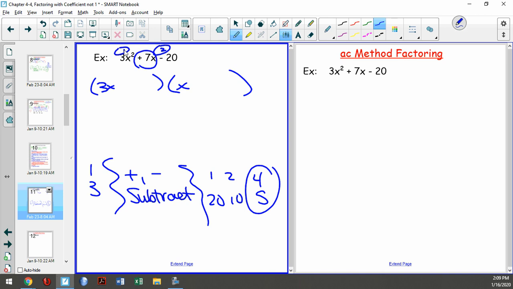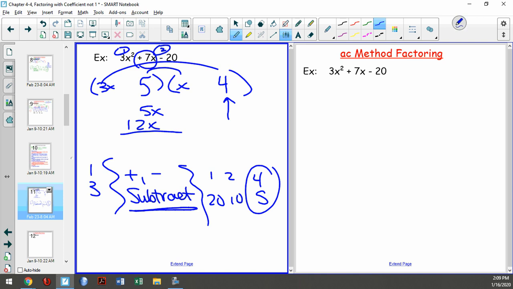Okay? If I put the 5 on the outside in this position, if I put the 5 there, 5 times 3 is going to give me what number? Is that going to be close to 7? Well, what if I put the 4 there instead of the 5? What's 4 times 3? Is that closer to the 7? Yes. So if I put the 4 there and I put the 5 here, I'm going to have inner is a 5x, outer is a 12x. And what do I need to obtain?